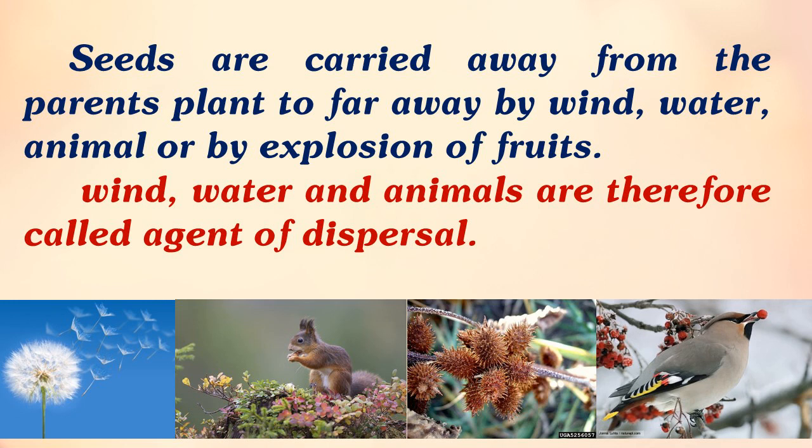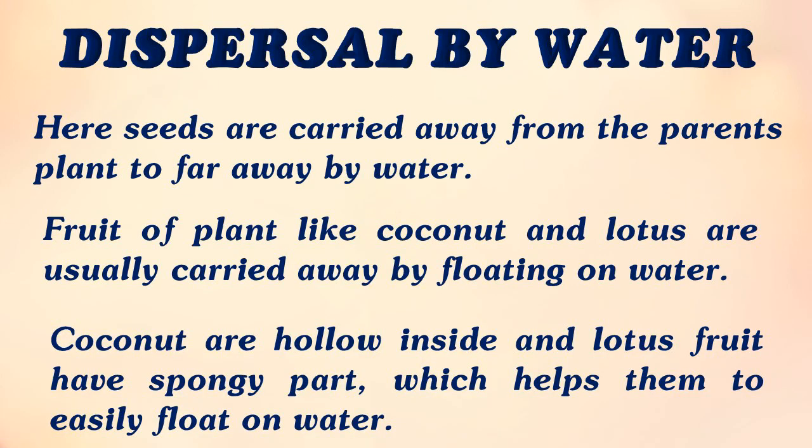In this figure, I will show you some agents of dispersal which help in dispersal of seed. In the first case, the air is the agent of dispersal. In the second case, the squirrel. In the third case, the structure of the seed helps in dispersal of seed by the help of animal or human. And the fourth one is bird. Now we are going to briefly discuss the agents of dispersal.